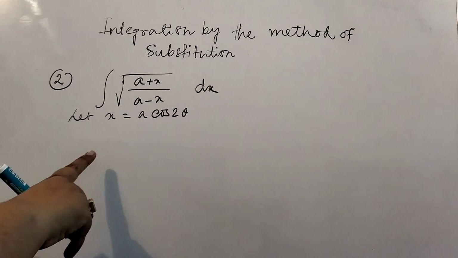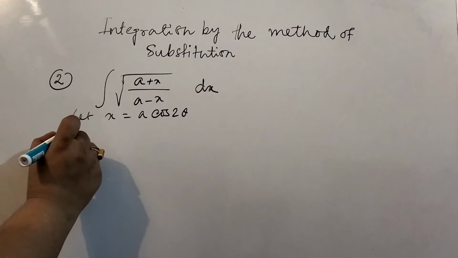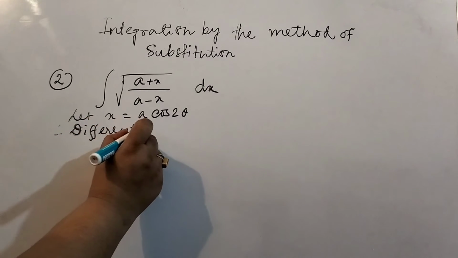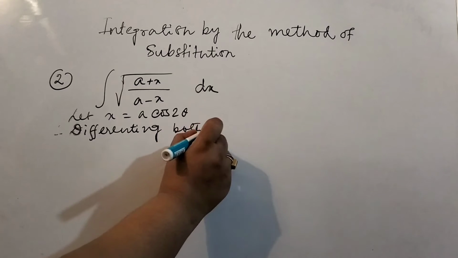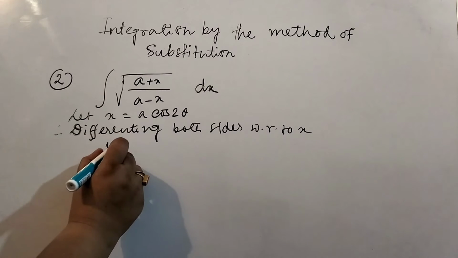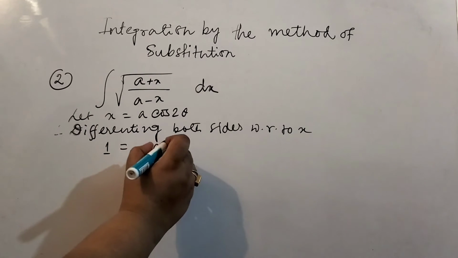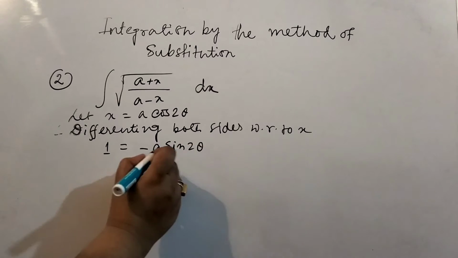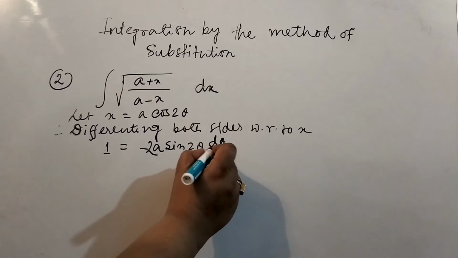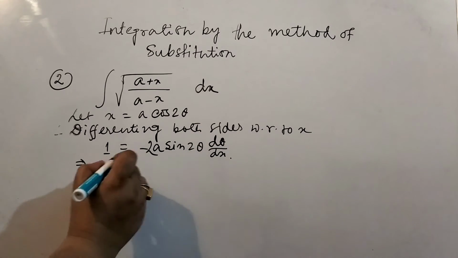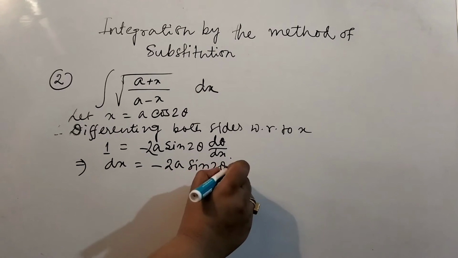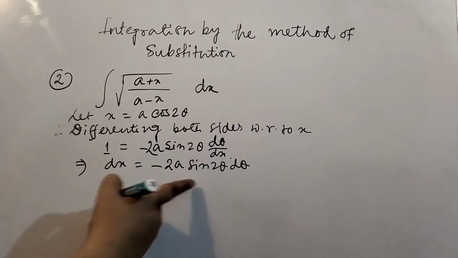So now we have to differentiate both sides with respect to x. So differentiating both sides with respect to x, we get 1 equals minus a sine 2 theta into 2, because this 2 theta will be differentiated and hence 2 will be found, and it will be d theta by dx. So here we can write dx equals minus 2a sine 2 theta d theta. So now here this dx can be replaced by this expression.